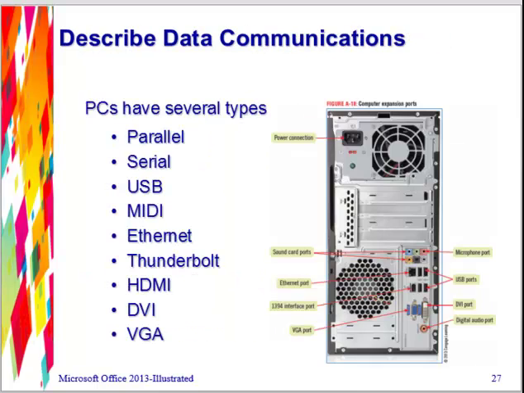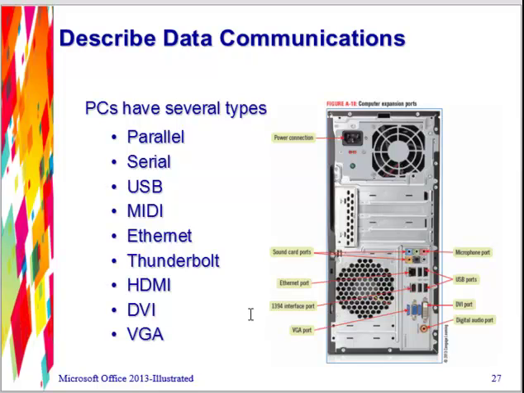So data communications, PCs have several outputs, they have several connections. On the back of this computer you can see there's parallel, serial, USB, MIDI, Ethernet, Thunderbolt, HDMI, DVI, and VGA ports. There are a ton of different ports on the backs of computers nowadays, and it's good to know what you're looking at. Microphone ports are usually small and pink. The sound card ports are all about the same size.